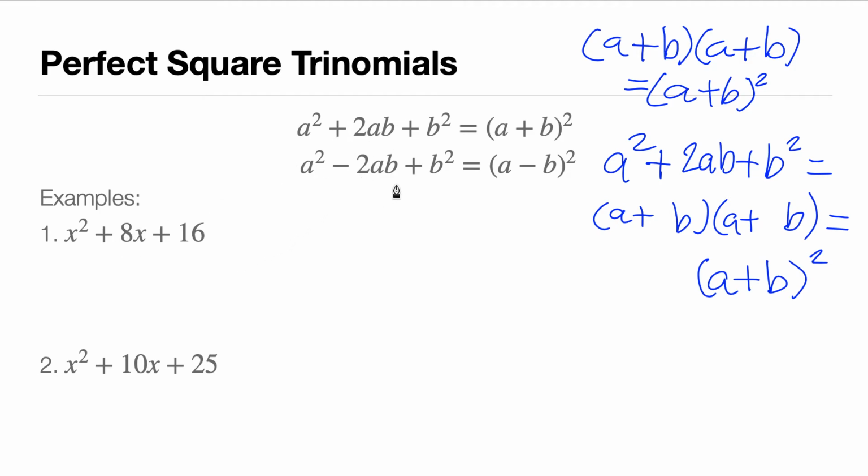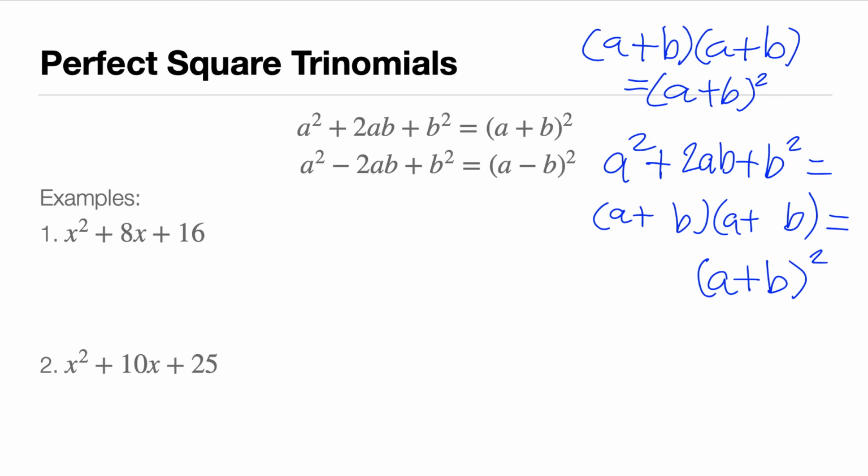So how do we know this? The middle term's formula is 2ab, or the term there is 2ab. So get the square root of this. This is x. Get the square root of this. This is 4. Multiply that by 2. If it's the same as the middle term, therefore we can use the perfect square trinomial. Since 8x is 2ab, it's a perfect square trinomial.